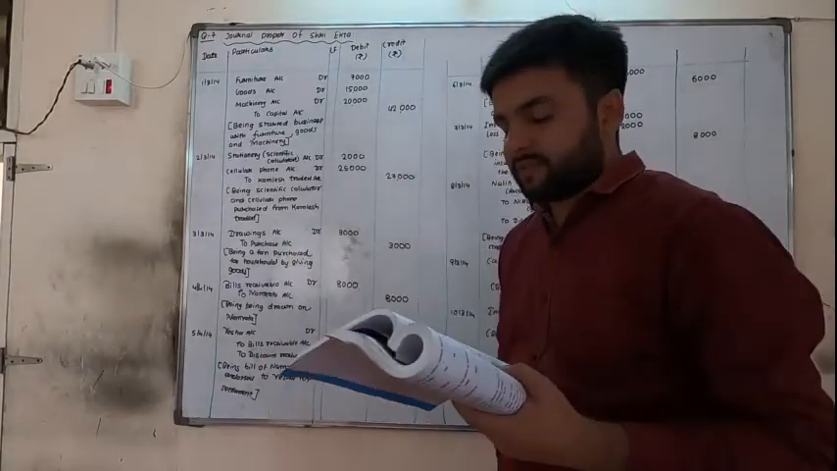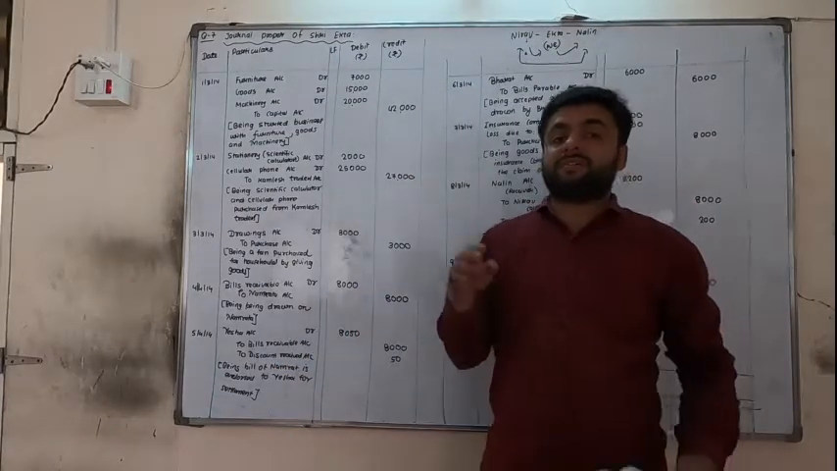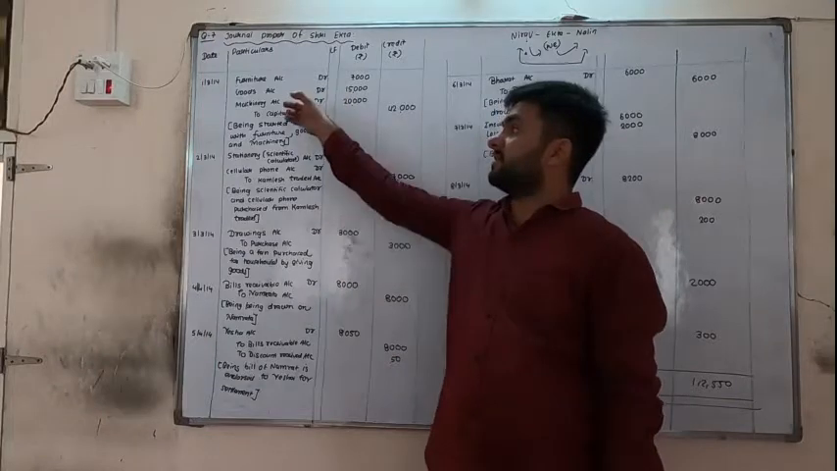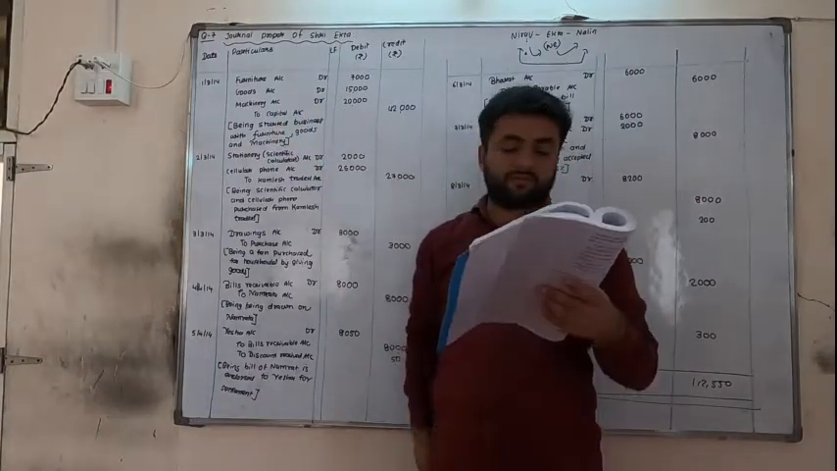Brought furniture of 7,000, goods of 15,000, machinery of 20,000 to start the business. We are starting the business with assets. Assets are coming in, the owner is the giver. So assets account debit to capital account.